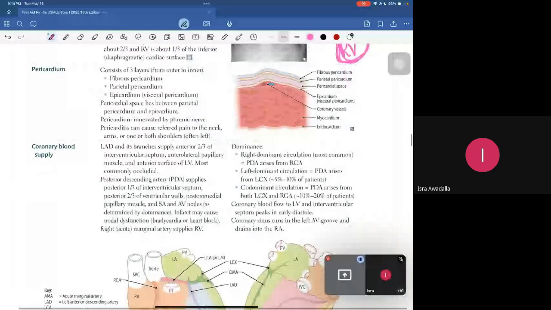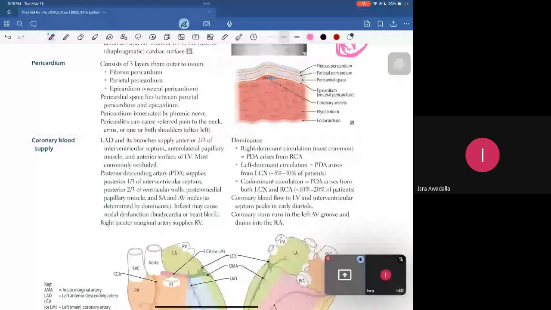Now, we'll move on to pericardium. So now the pericardium has three layers. One is fibrous, there is parietal, and the third one is epicardium, right? So the pericardial space which is affected is mostly between the pericardium and the epicardium, right? And pericardium is innervated by the phrenic nerve, right?